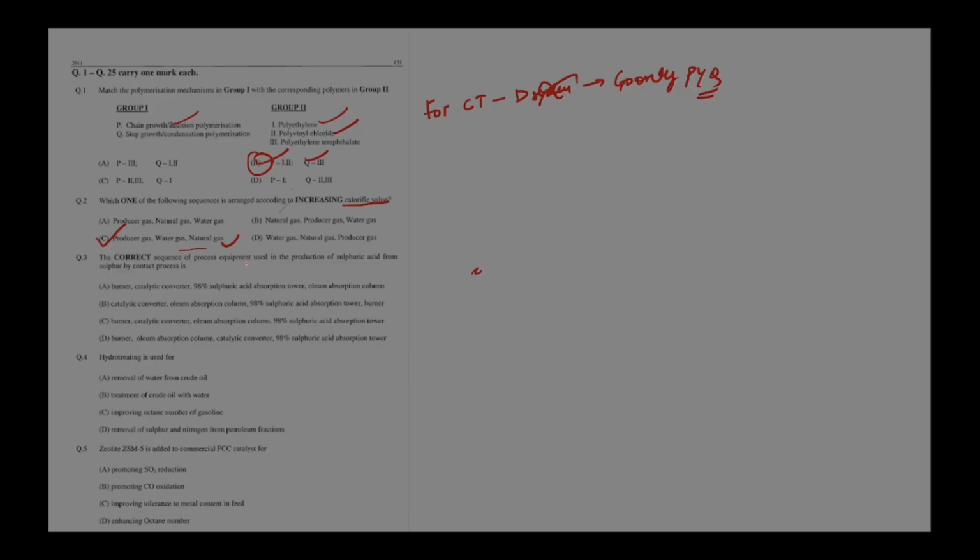Correct sequence of process equipment used for sulfuric acid from the contact process. For sulfuric acid, we know DCDA. The full form is double contact double absorption. So we know that first a burner is there, then the catalytic converter, then the 98% sulfuric acid absorption tower, then the oleum absorption tower. Yes, that's right.